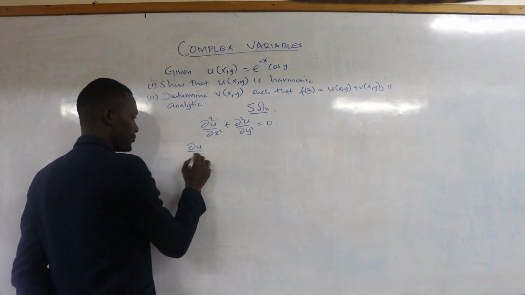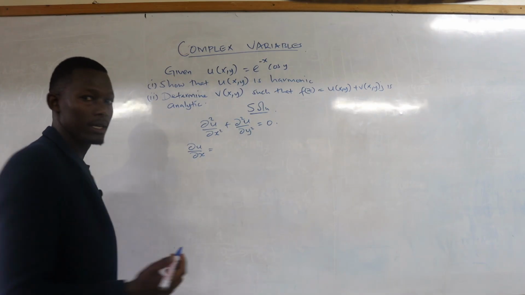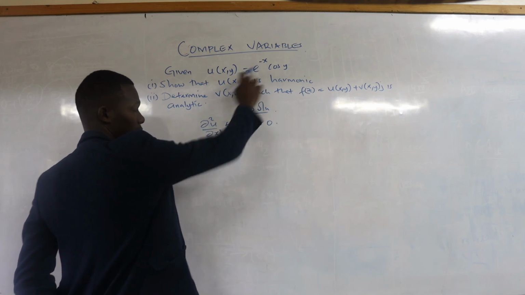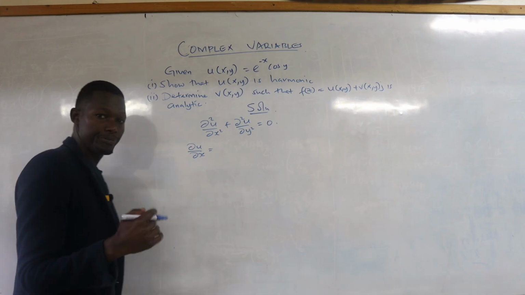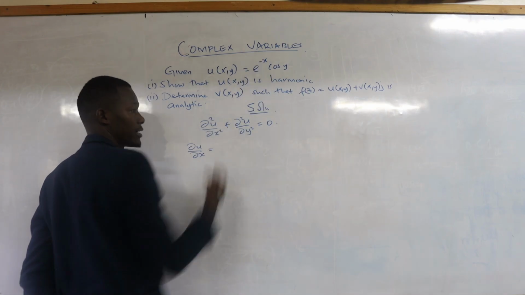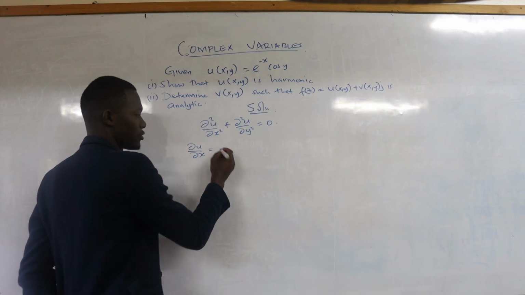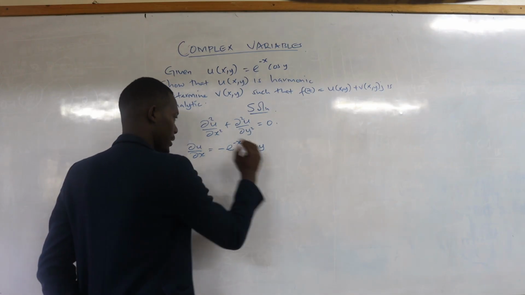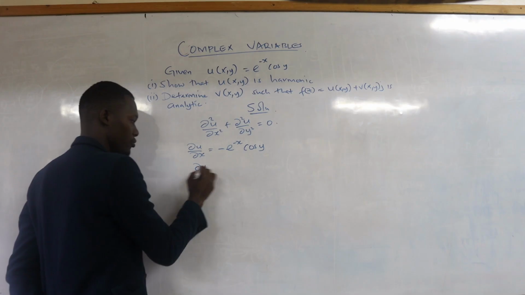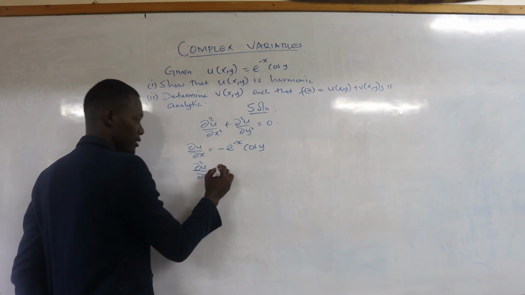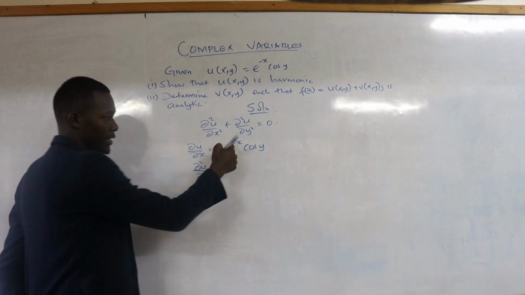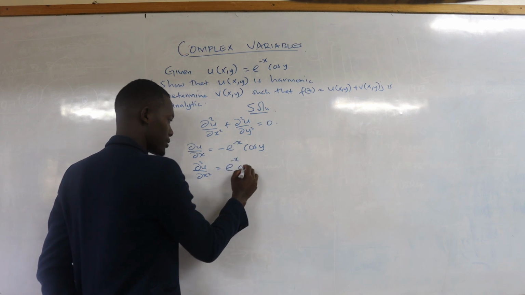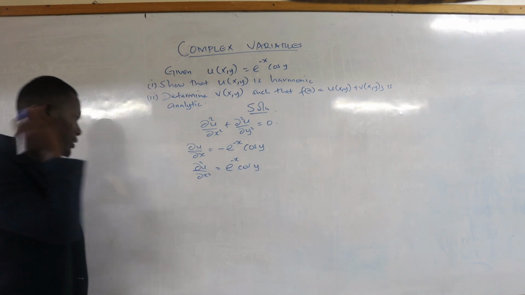So du dx. Remember, we only deal with the part that has an x, so we only differentiate the exponent, treating cosine of y as a constant. Our value here is negative 1, so we drop the negative, you don't have to write the 1. Then e to the negative x, cosine of y. Then for the second derivative d squared u dx squared, we differentiate again and drop another negative, so this part becomes positive. You remain with e to the negative x cosine of y. You can see we have not tampered with the cosine function.